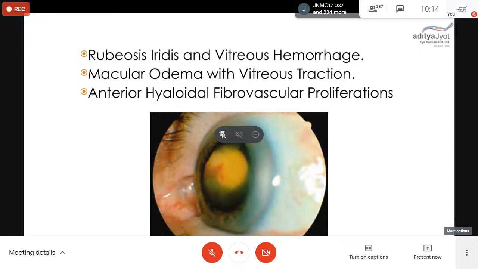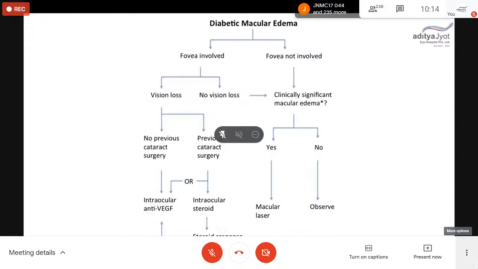With laser, 90% are successful, 10% will land up with hemorrhage. And those patients, if you do vitrectomy, the visual recovery is almost 99%. That means they can get even 6/6 after vitrectomy. And even with traction detachment, if it is away from the macula, with vitreous hemorrhage, you can have wonderful results. And you have macular edema with vitreous traction, rubeotic iritis with vitreous hemorrhage, anterior hyaloidal fibrovascular proliferation, which you see as rubeosis, and then there's a severe proliferation close to the lens.